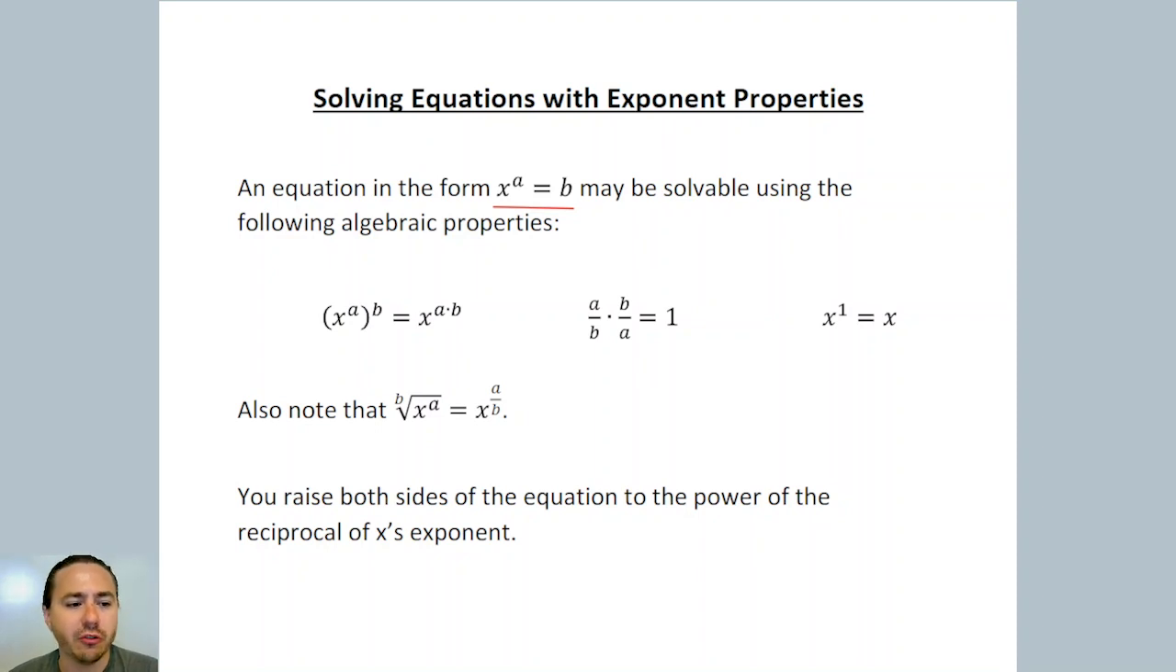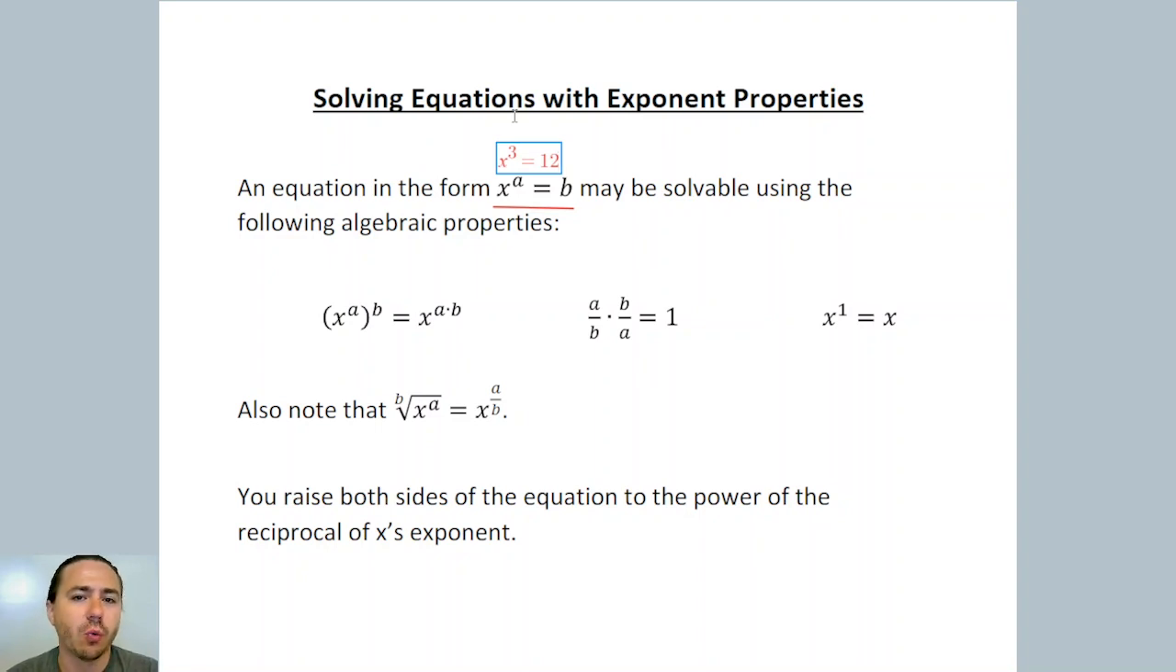So a power equation is one that's in this form right here, x to the a equals b, where a and b are constants and x is your variable. So for example, let's say you had an equation like x cubed equals 12, and we want to figure out what x is. To be able to solve an equation like that, you need to know a couple of different properties.